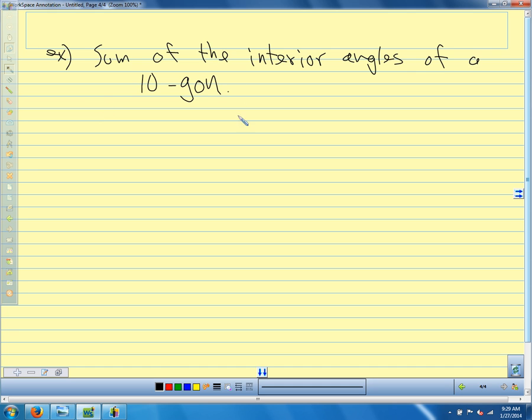So the problem says, what is the sum? Sum is asking us for one or for all of them together? All, we want all of them. So we're going to use the formula n minus 2 times 180. And for this, n is just the number of sides. So we plug in 10 minus 2 is 8 times 180. And when we calculate that out, 8 times 180 is 1440 degrees. So nice easy calculation. Questions there?